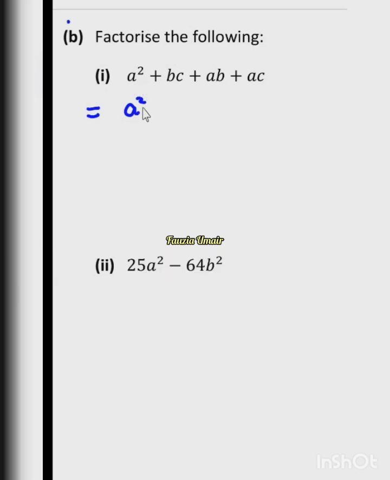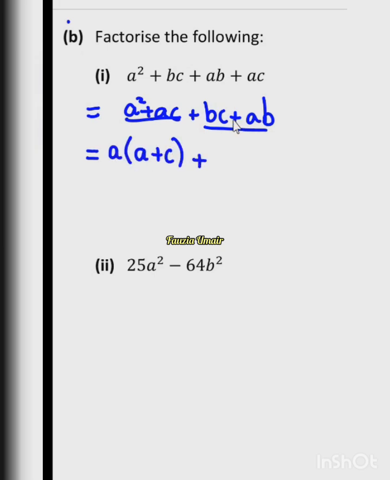So I can group it with which term? AC. A square plus AC plus BC plus AB. So I'm just checking if my answer is coming correct or not. What is the common from A square plus AC? A can be taken as a common. So the left is A plus C. Plus what can be taken as a common from this part? B. We can take B common. So inside it is C plus A. Now this is A plus C and this is C plus A.